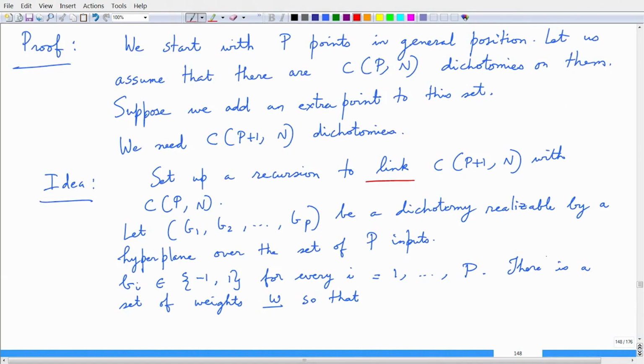Now, we begin with the proof. We start with p points in general position and let us assume that there are C p comma n dichotomies. The C is basically for the counting function.